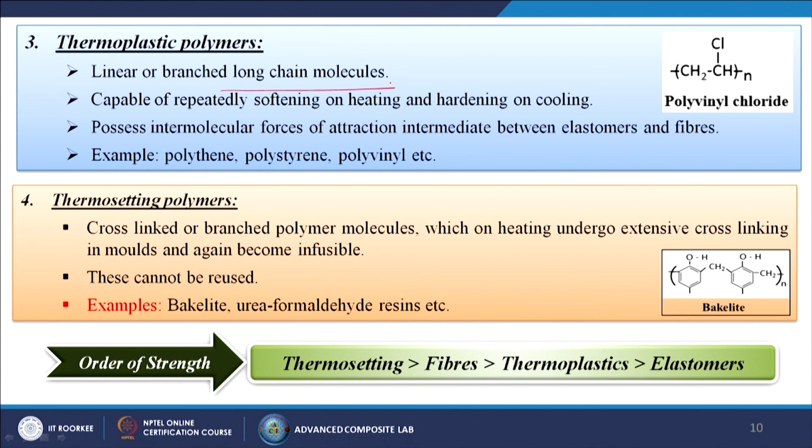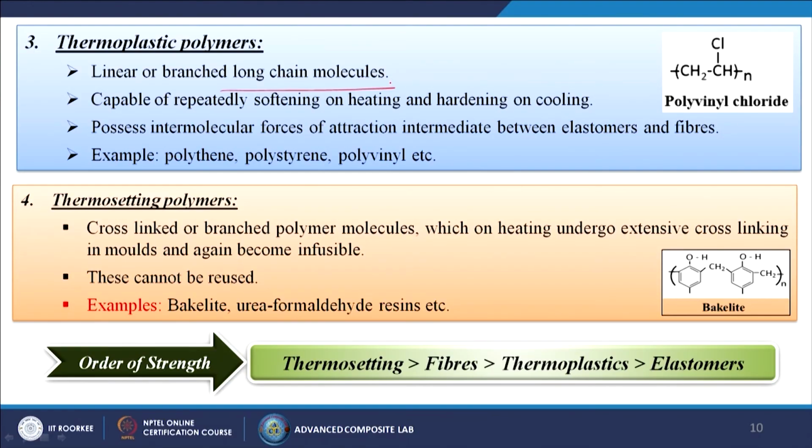So, as a basic idea I can tell you that thermoplastic polymer is something like this: if we give it a shape and then after that we give it heat, it can again melt and again we can give it a shape. So, it is not the permanent one, but when we are talking about the thermosetting polymers, if we give it a particular shape, after that we cannot change it. So, cross linked or branched polymer molecules which on heating undergo extensive cross linking in molds and again become infusible.